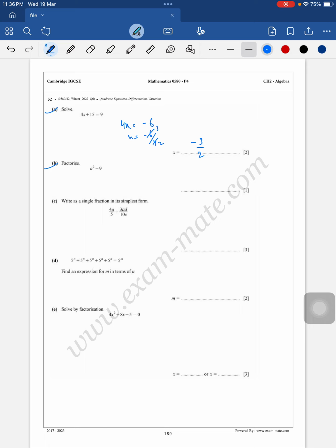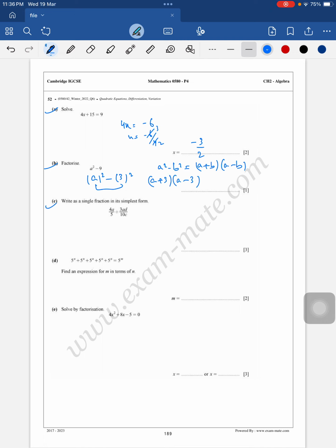Second part, factorize a square minus 9. You can see that a square is a perfect square of a, and 9 is a perfect square of 3. So the difference of squares can be applied. So a the whole square minus 3 the whole square. Difference of squares means a square minus b square is equal to a plus b, a minus b. So we have applied it over here. So it will be a plus 3 and a minus 3.